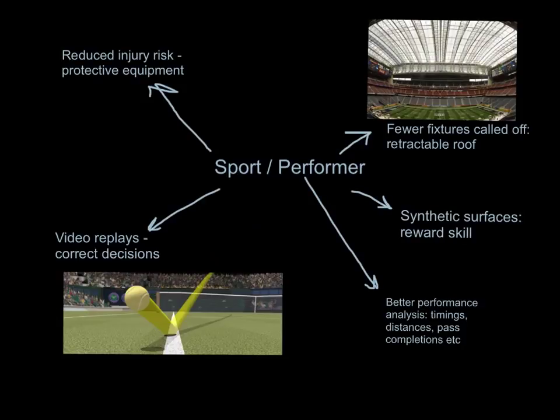So in terms of the advantages of different types of technology to the performer, let's deal with them one at a time. Technology can be equipment that we're wearing, helmets, shin pads, things like that. So we've got reduced injury risk. That's going to benefit the sport and the performer. Fewer players out injured, less chance of injury to certain individuals.